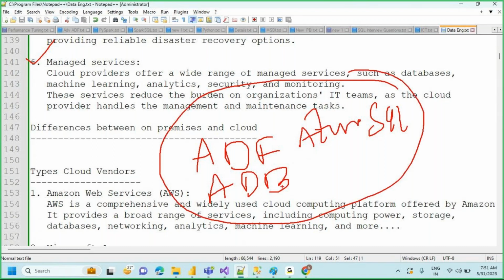We are not going to do anything for that. We are just going to use them. Okay, so that is what I'm saying. It says here, cloud providers offer a wide range of managed services, such as databases, machine learning, analytics services, security, monitoring. All those come under managed services. So what are the different types of services that Microsoft provides? We are going to see it. But most of the services that we are going to work with as a data engineer are managed services.